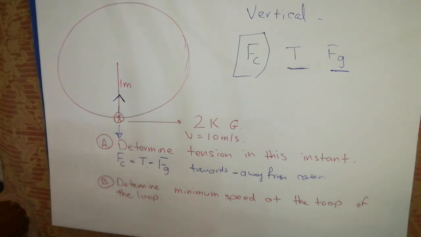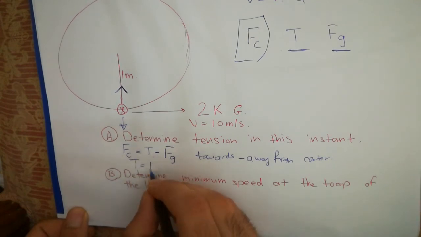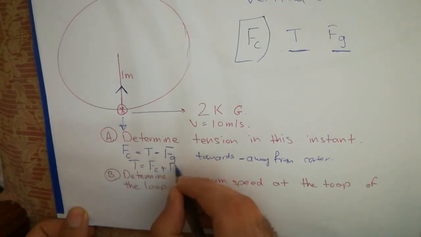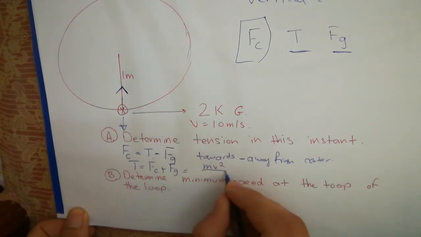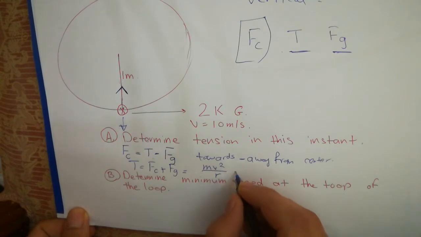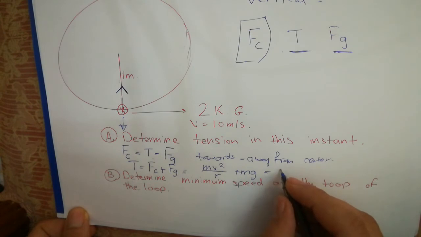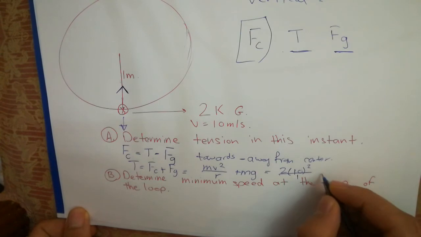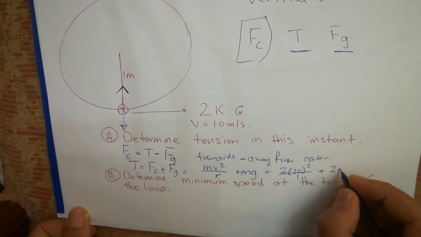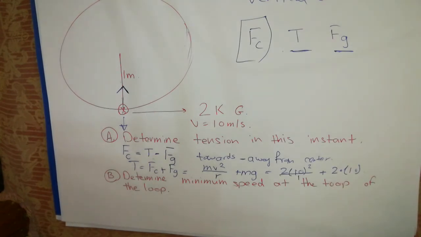So let's solve this out. We want tension. So we're going to have tension is equal to centripetal force plus F of G. The centripetal force is mv squared over r plus mg. And so mv squared, we understand that it's going to be 2 multiplied by 10 power 2 divided by 1 plus 2 times 10. That is the tension in the rope. And of course, it's a force. Tension is force, so it's going to be newtons.